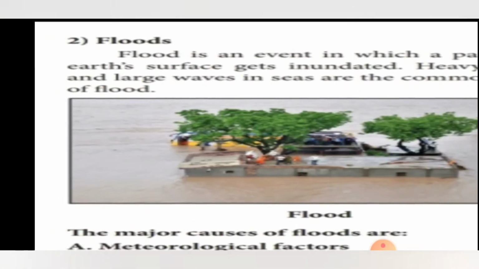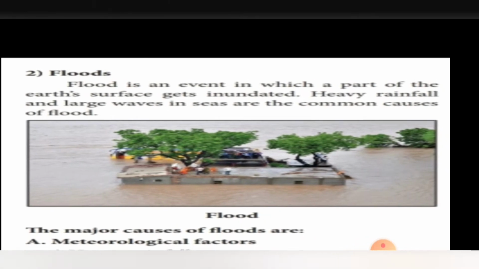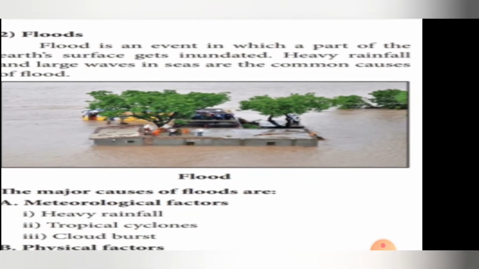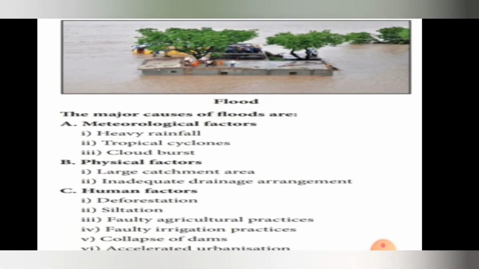Heavy rainfall and large waves in seas are the common causes of flood. So how do floods occur? Because of heavy rainfall. Got it? Due to heavy rainfall, floods occur in a common way. Okay, what are the major causes of floods?